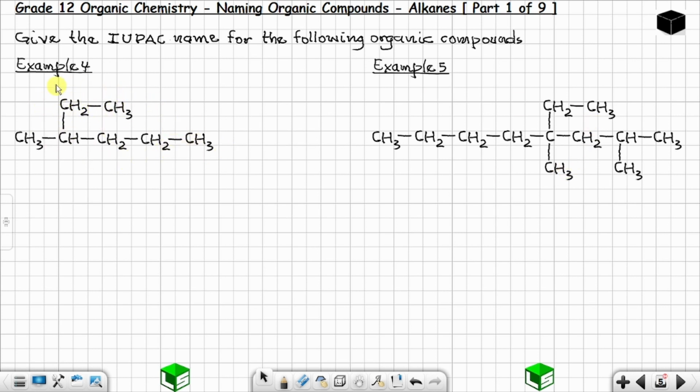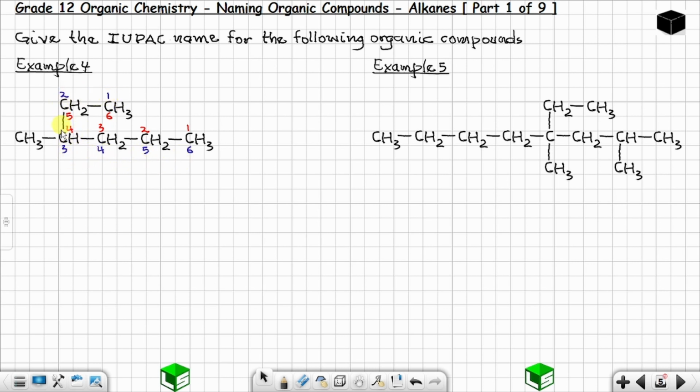So let's start with example number 4. Let's identify the longest continuous chain. So should it be 1, 2, 3, 4, 5, or 1, 2, 3, 4, 5, 6? So this is the longest one. Okay, let's start numbering. If I start from here, it will be 1, 2, 3, 4, 5, and 6. But if I start from here, it will be 1, 2, 3, 4, 5, 6.